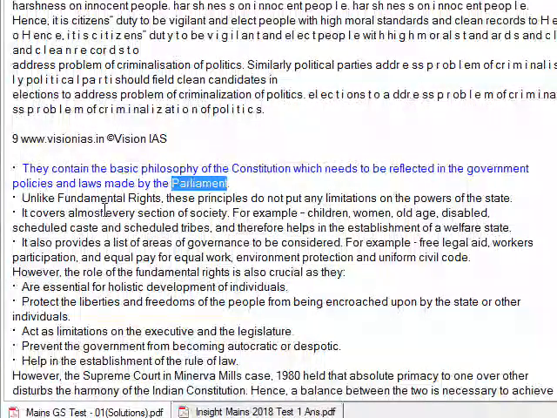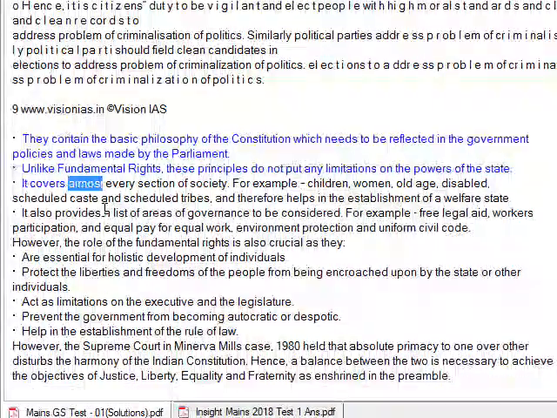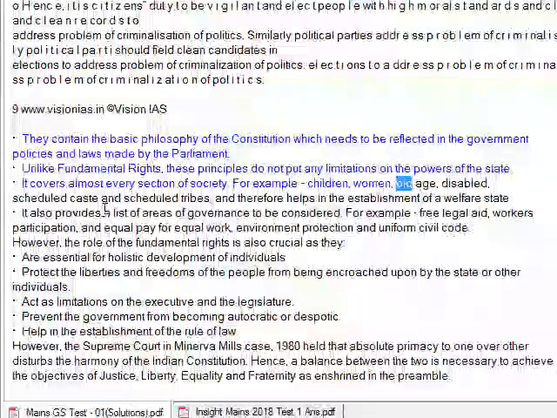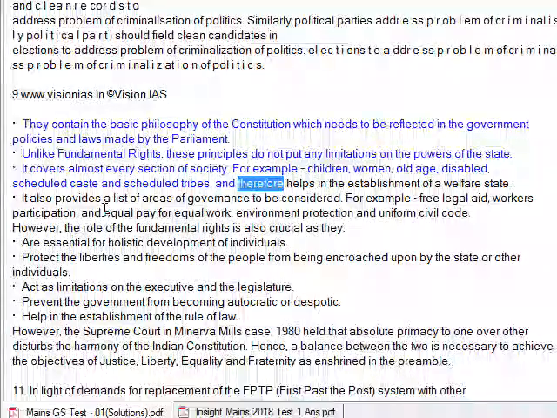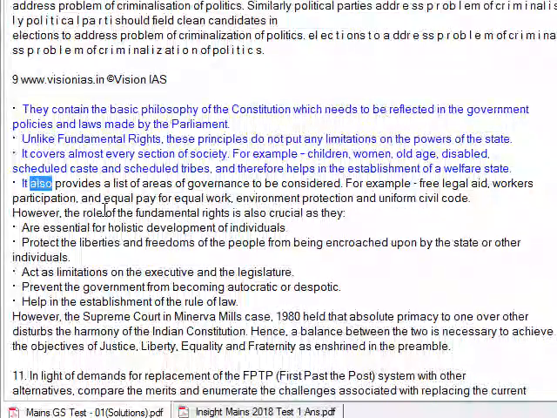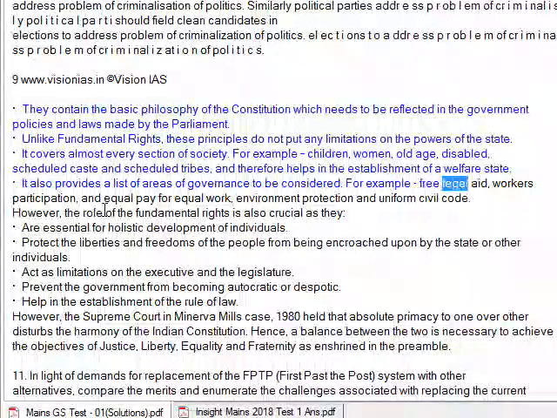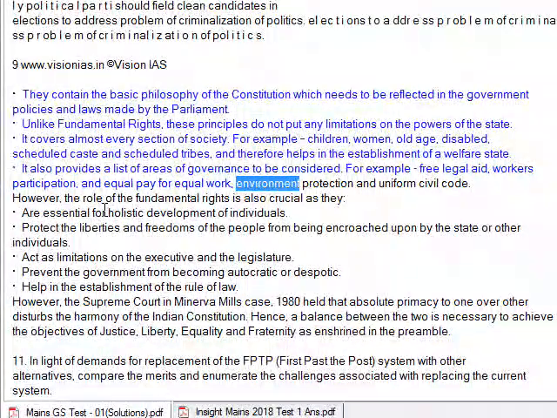by the Parliament. Unlike fundamental rights, these principles do not put any limitations on the powers of the state. It covers almost every section of society. For example, children, women, old age, disabled, scheduled castes and scheduled tribes, and therefore helps in the establishment of a welfare state. It also provides a list of areas of governance to be considered. For example, free legal aid, workers' participation, equal pay for equal work, environment protection, and uniform civil code.